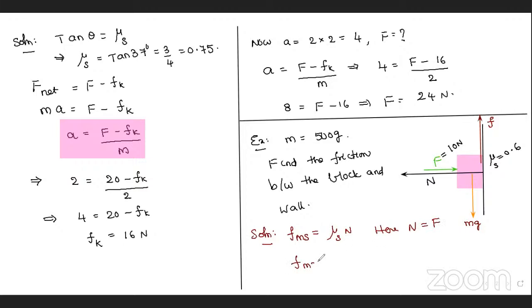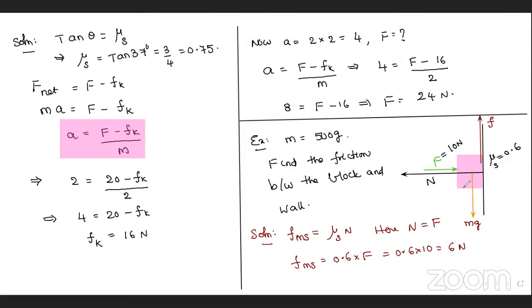So I can write FMS is equal to 0.6 into N. N is F. F is given as 10. So this is equal to 0.6 into 10, that is equal to 60 newtons. But the force which tries to slide the block is 6. Yeah, correct now, Ishan. This is 6. Right here, this is 6 newtons, right?